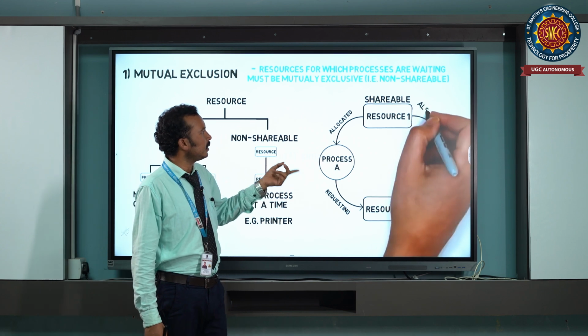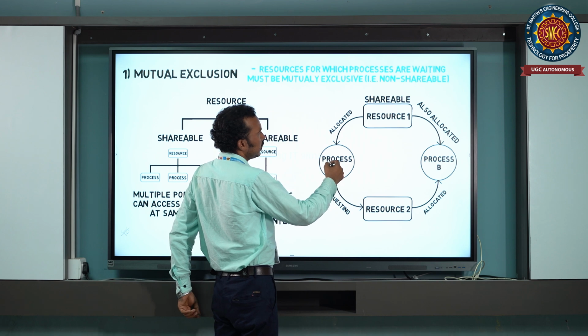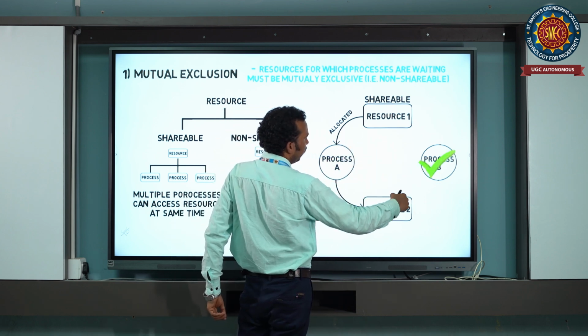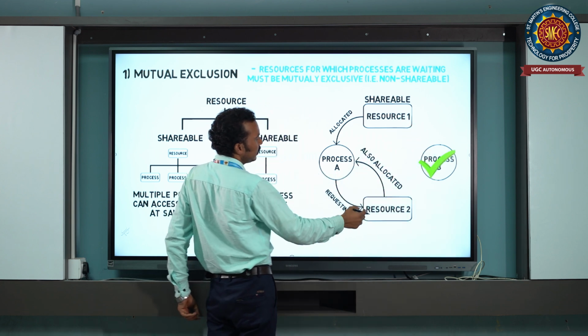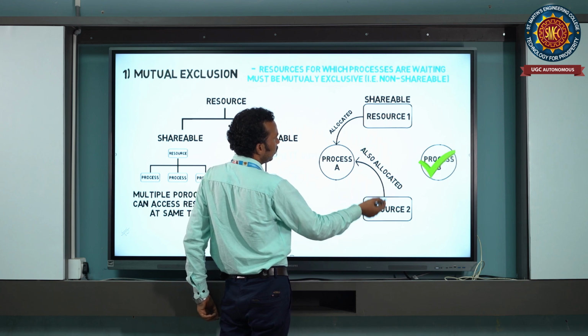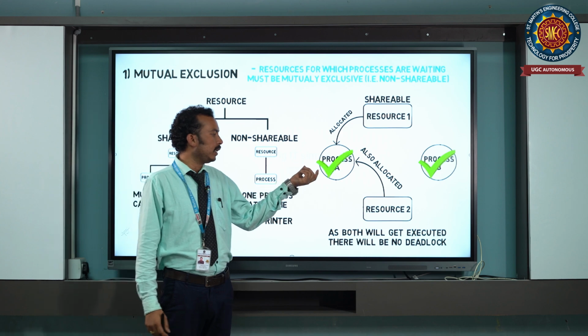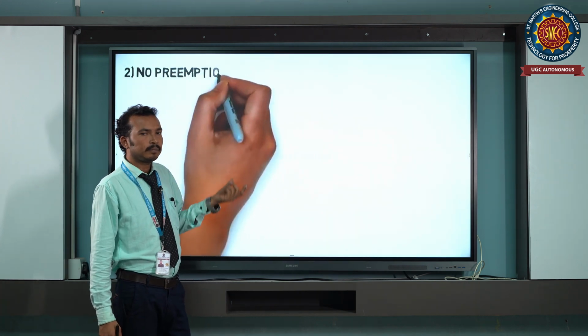If it is shareable, the resource is allocated to process A and also to process B. So if process B already has resource 2 and resource 1 is also available, it completes its execution and releases resource 2. In this case both resources are available, so process A also completes its execution. So there is no deadlock in the system.